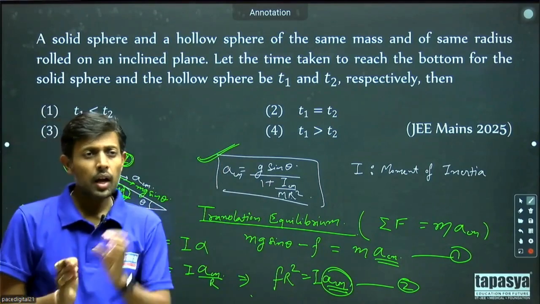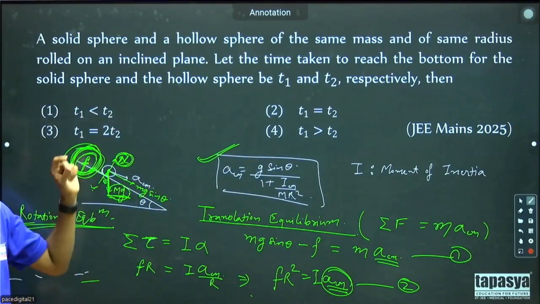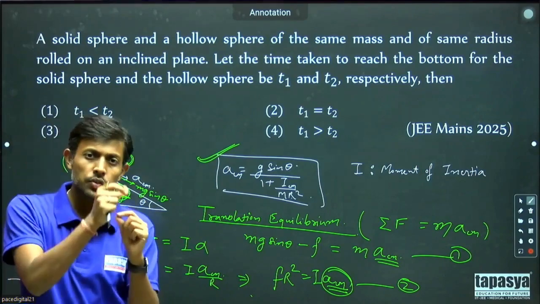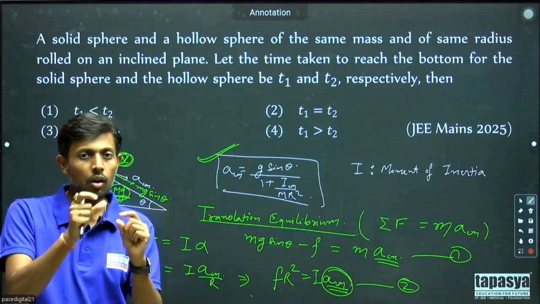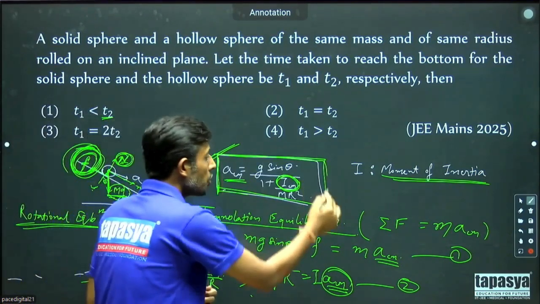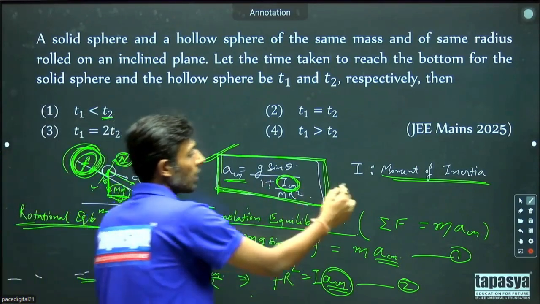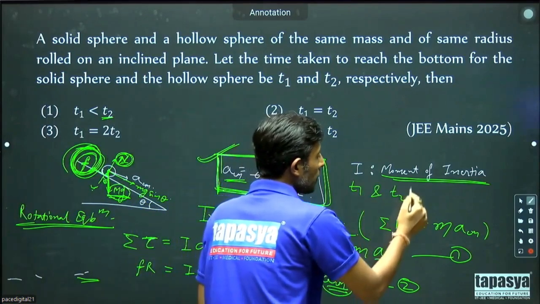So what we've done, a quick summary of what we've done in this problem. We started to figure out whether a solid sphere rolls down an incline quicker or a hollow sphere rolls down an incline quicker. So acceleration of center of mass depends on the moment of inertia. And that's how we figured out T1 and T2, and then finally found out the relation between the two.